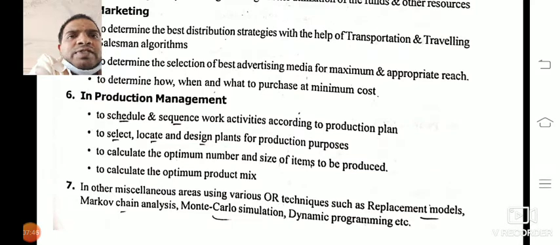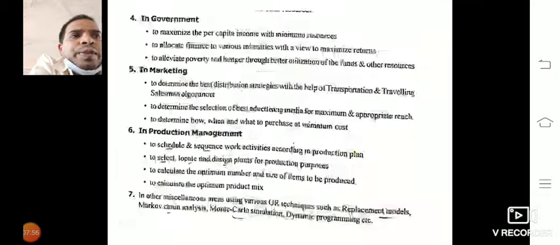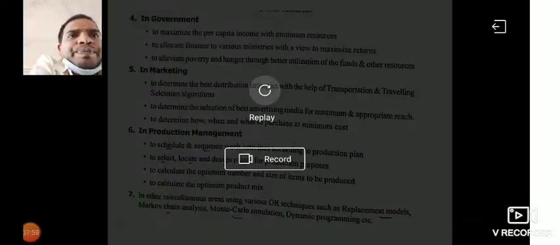And the seventh one is for miscellaneous areas using various OR techniques such as replacement models, Markov chain analysis, Monte Carlo simulation, and dynamic programming. Okay, thank you.